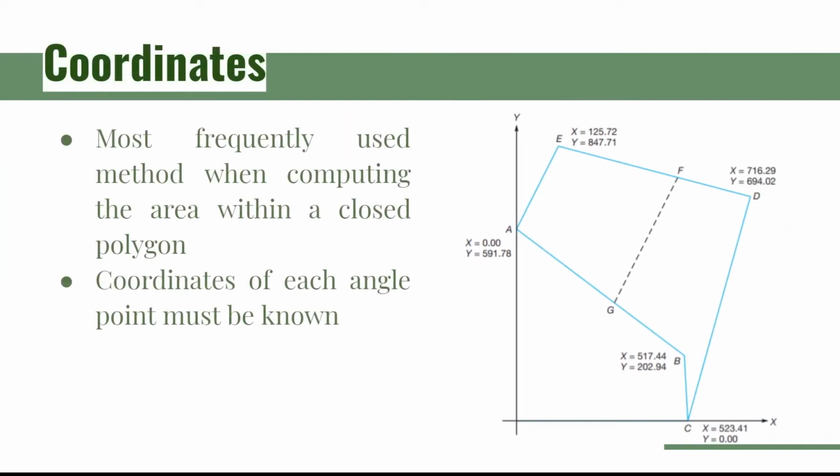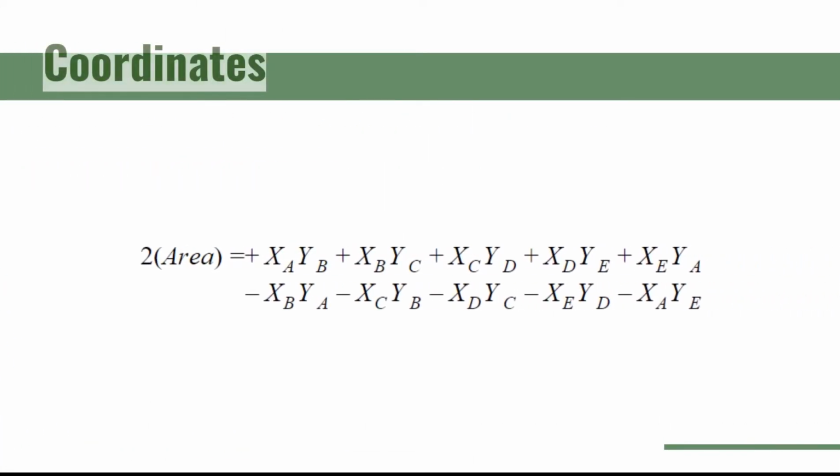The second method is area by coordinates. Coordinates is the most frequently used method when computing the area within a closed polygon. As shown on the figure on the right, coordinates of each angle point must be known. This is the formula we will use to find the area using coordinates. It looks confusing at first, but on the next slide, I will show you another way of writing it down so that you could have a better understanding of the formula seen in this slide.